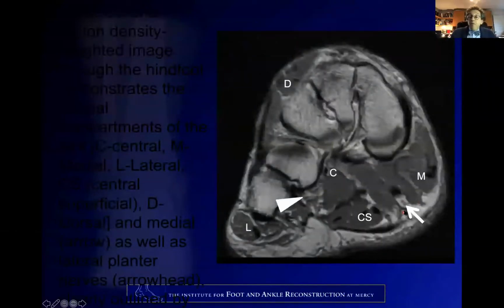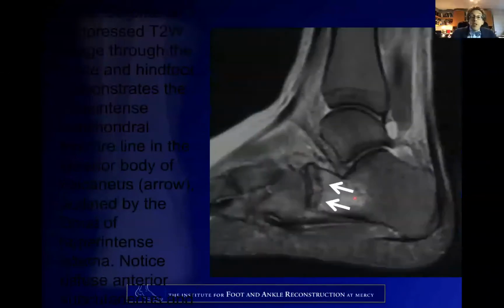This is the lateral plantar nerve here. This is the medial compartment, the central compartment. This is the central compartment superior, and this is the lateral compartment. Here's a dorsal compartment, and you can see tremendous detail in these images.